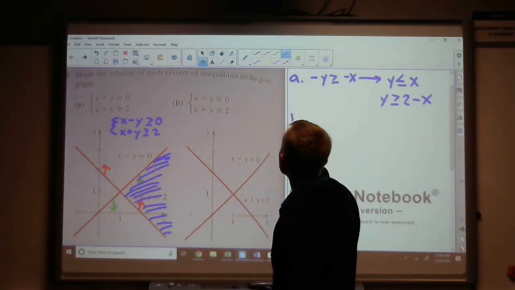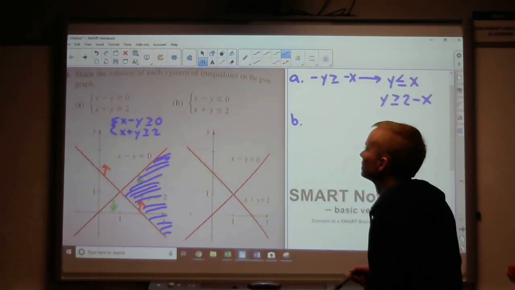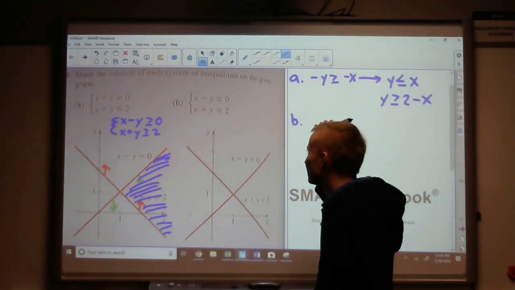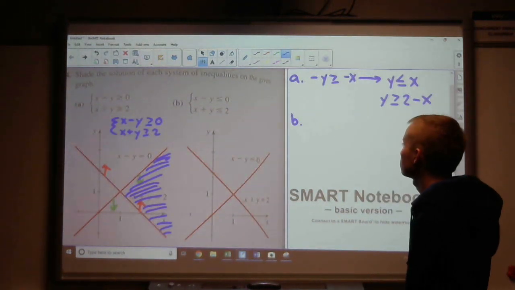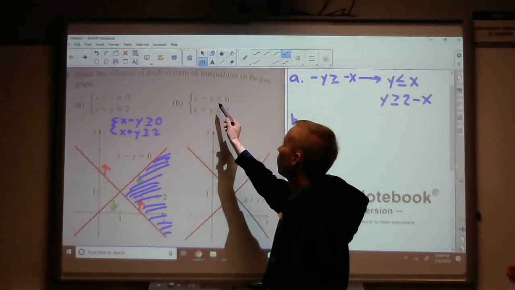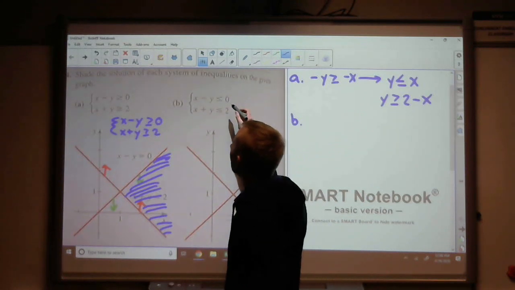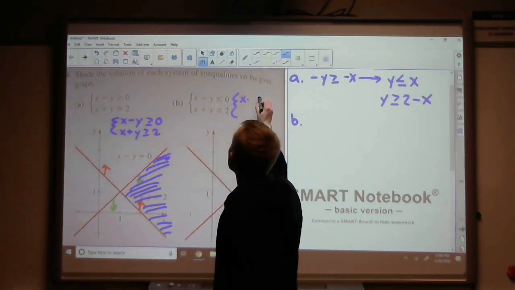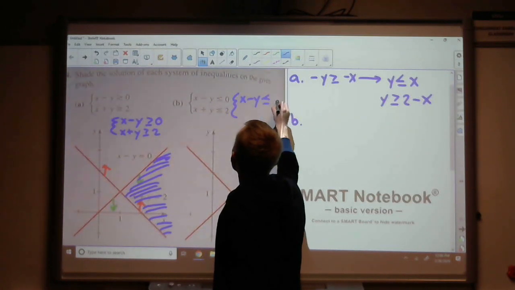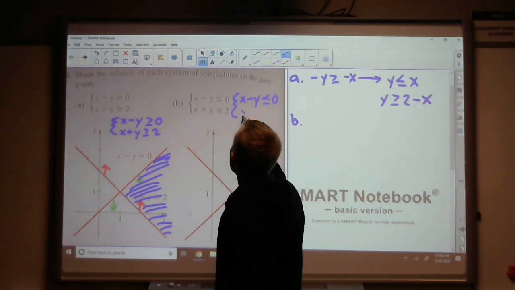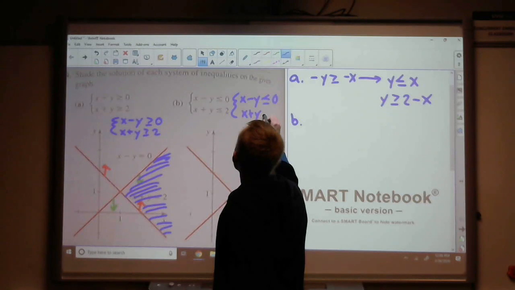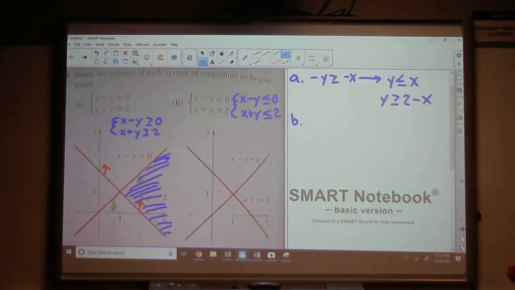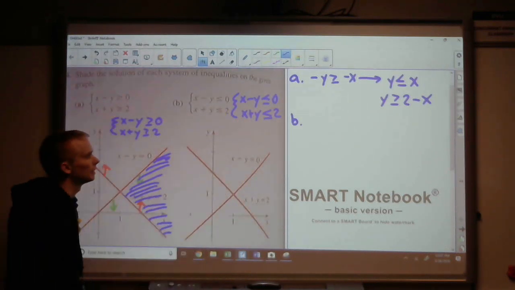So for B, it's a similar thing, just we have x minus y is less than or equal to 0. So this is x minus y is less than or equal to 0, and then x plus y is less than or equal to 2, in case you can't see that. So those are the two inequalities I'm dealing with.